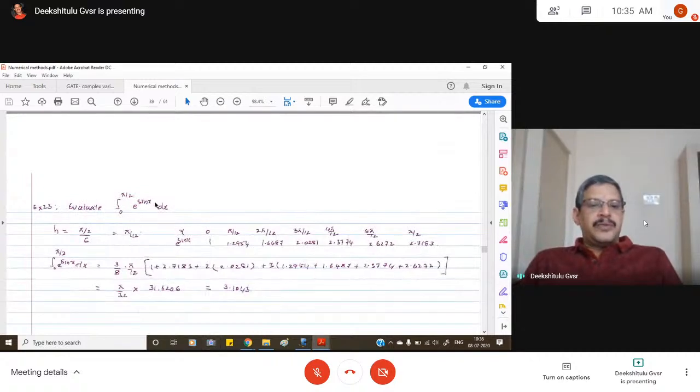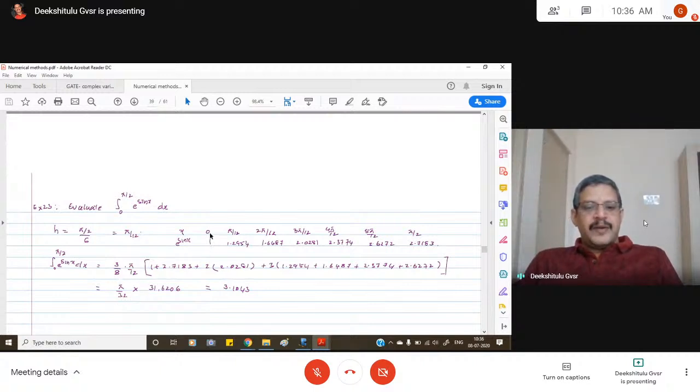See, integral 0 to pi by 2 of e power sin x. Again I take h equal to 1 by 6 subintervals, so b minus a by n, that is pi by 2 by 6, which is pi by 12. So the x values are 0 to pi by 2: 2 pi by 12, 3 pi by 12, 4 pi by 12, 5 pi by 12, and 6 pi by 12, that is pi by 2. Then the values of e power sin x are tabulated like this. So 3 by 8, h is pi by 12.